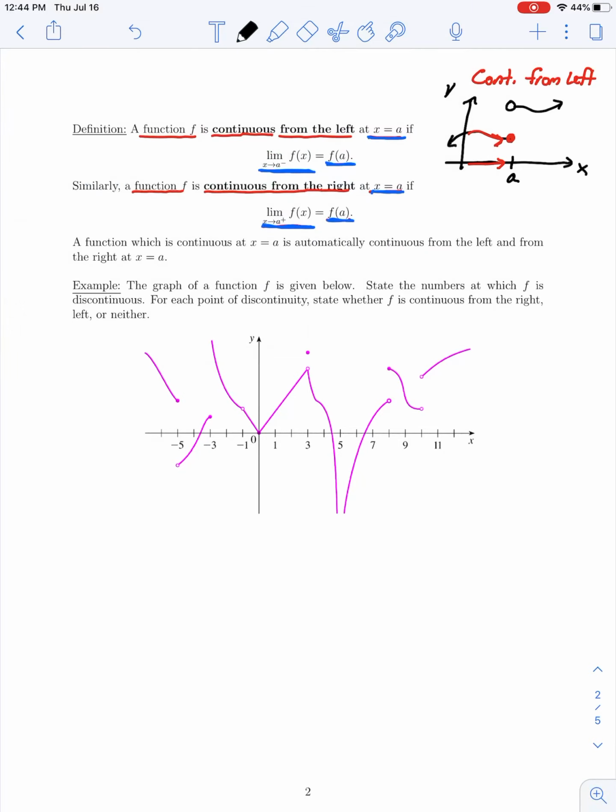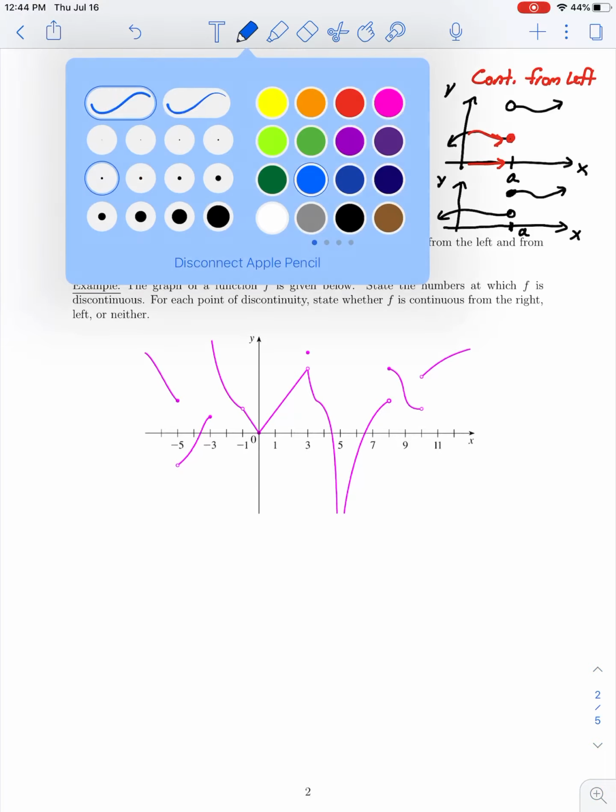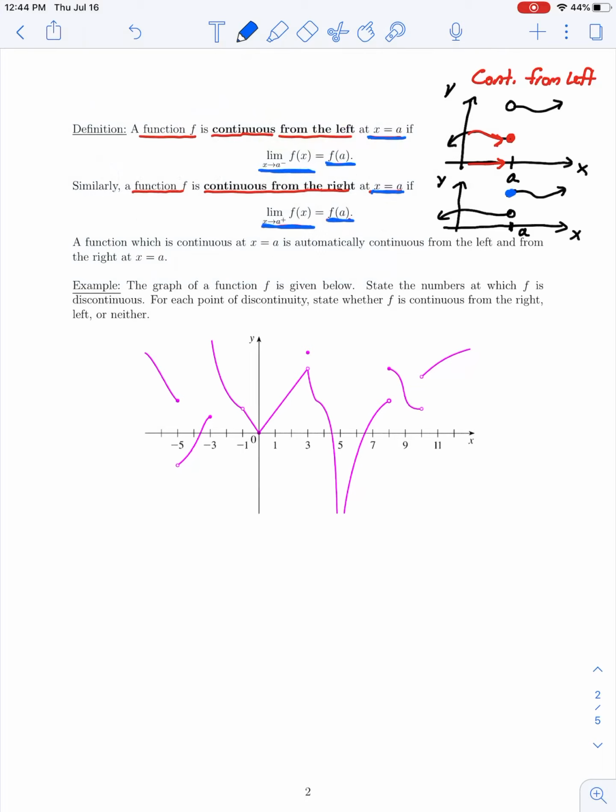So similarly, we could sketch a graph which is discontinuous but is continuous from the right. So if we had something like this, this would be a function which is continuous from the right at x equals a, because we see f of a is defined, and even though the left and right hand limits aren't the same, and we see a jump, the right hand limit as x approaches a exists, and it's equal to the value of the function at x equals a.